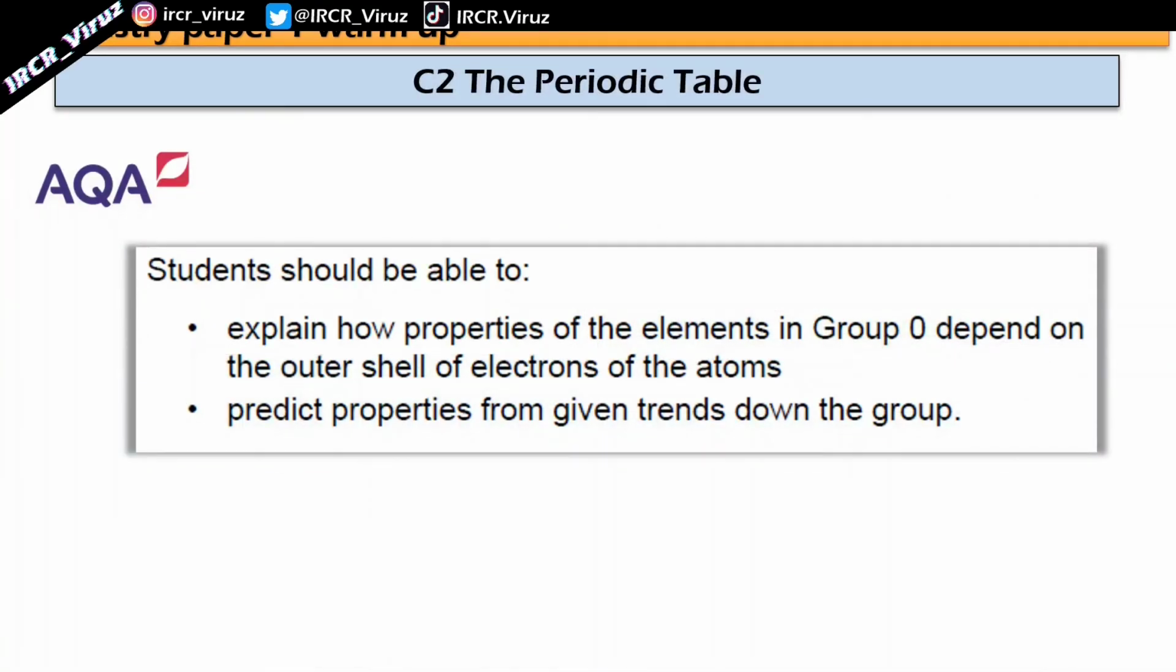And then again, same goes with that. You gotta explain the properties of the elements in group 0 depending on the outer shells of electrons of the atoms, and predict the properties from the given trends in the group. Okay, so that is not much in there.